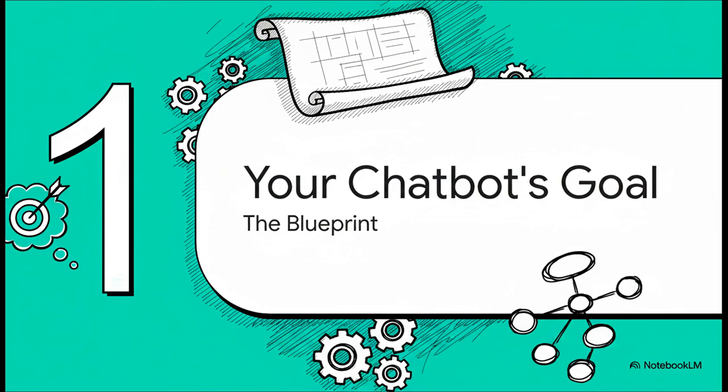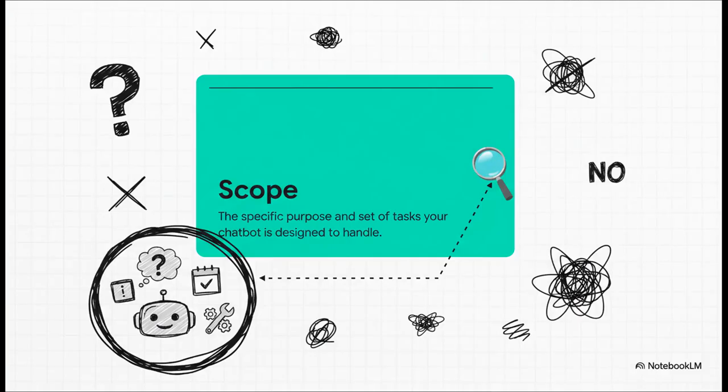Okay, first things first, before you even think about writing code or designing what it looks like, you absolutely need a solid blueprint. And the foundation of that whole blueprint is figuring out your chatbot's one single clear goal. So the fancy term for this is defining its scope. And honestly, getting this right from the get-go is probably the most critical part of the whole process. Think about it. A chatbot that tries to do everything is going to end up doing nothing well.